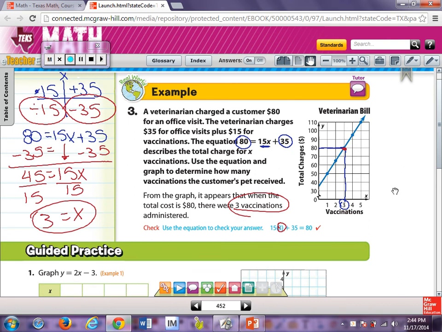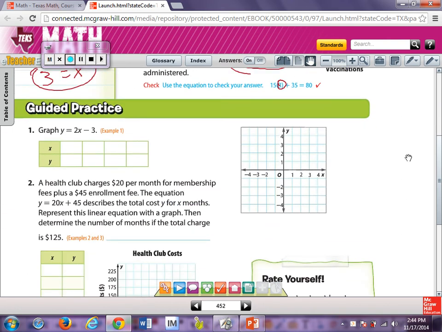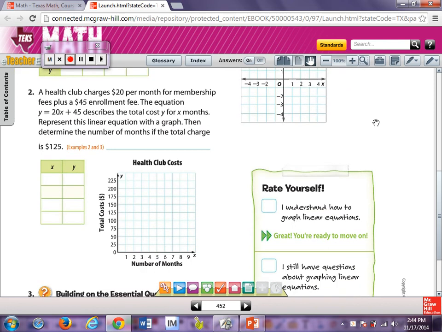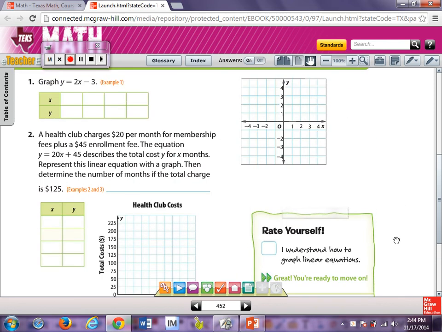Now, on your own, you guys need to go ahead and practice guided practice number 1, number 2, and we'll just work on those 2 for now. You'll receive the rest of your homework assignment in class.